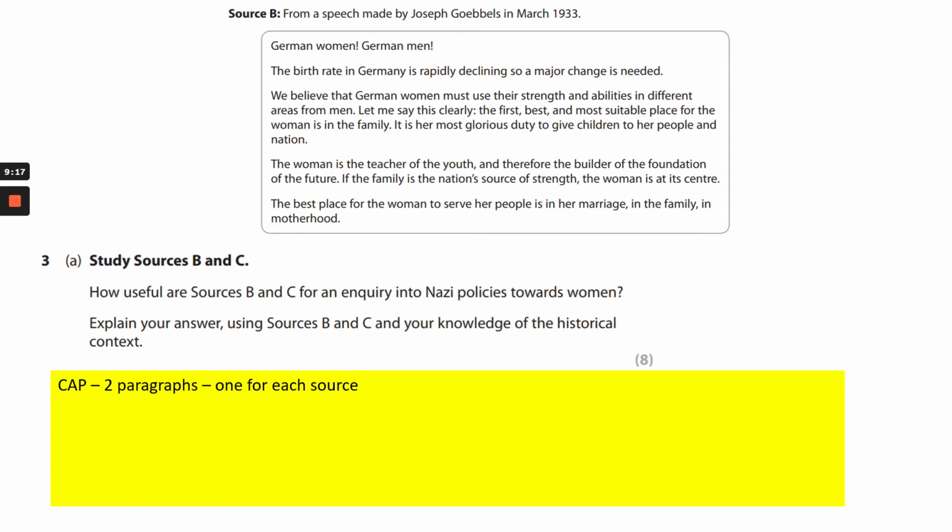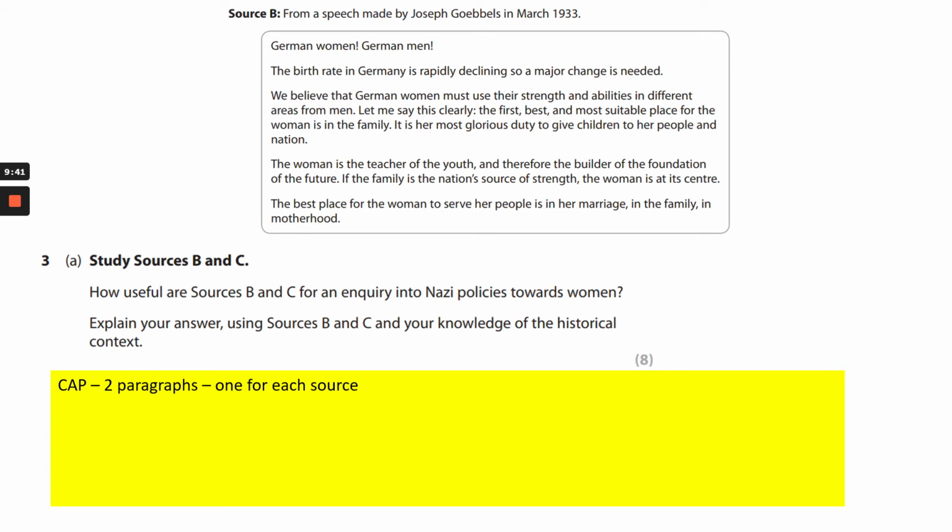And now I'm going to say, how does that connect with what I know? Well, this fits with what I know because the Nazis created policies such as the law for the encouragement of marriage in 1933, which meant that women received a loan when they were married and they didn't have to pay it back if they had 4 or more children.